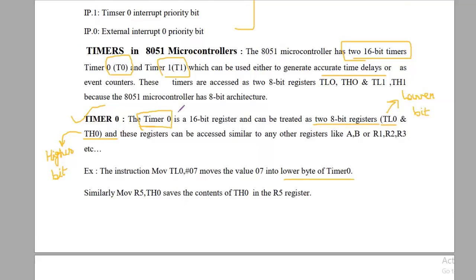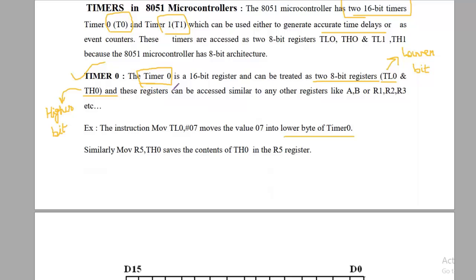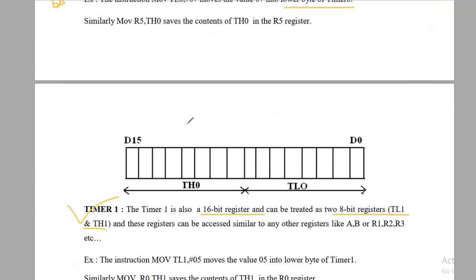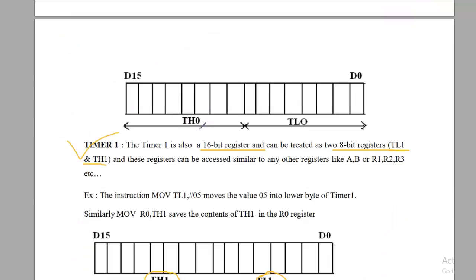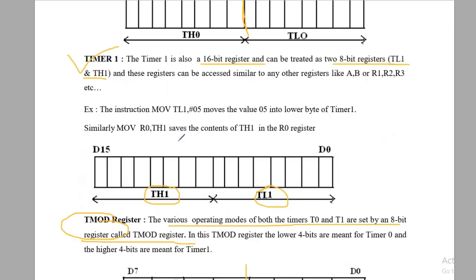The next one is timer 0. Timer 0 is a 16-bit register which can be treated as two 8-bit registers. TL0 means the lower byte and TH0 means the higher byte. You can see in the diagram that TH0 is represented by this part and TL0 is represented by this part. Next is timer 1, in which TH1 is represented by this part and TL1 is represented by this part.